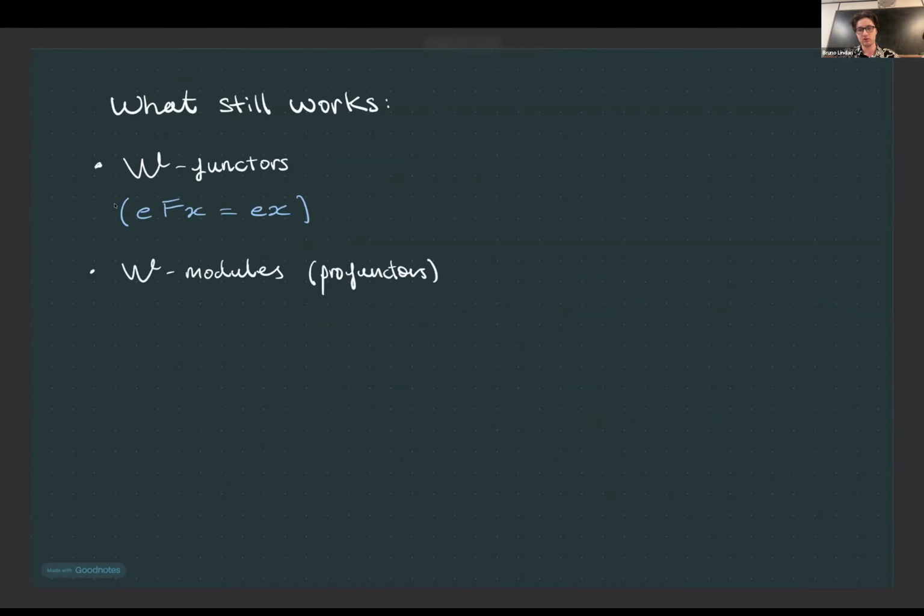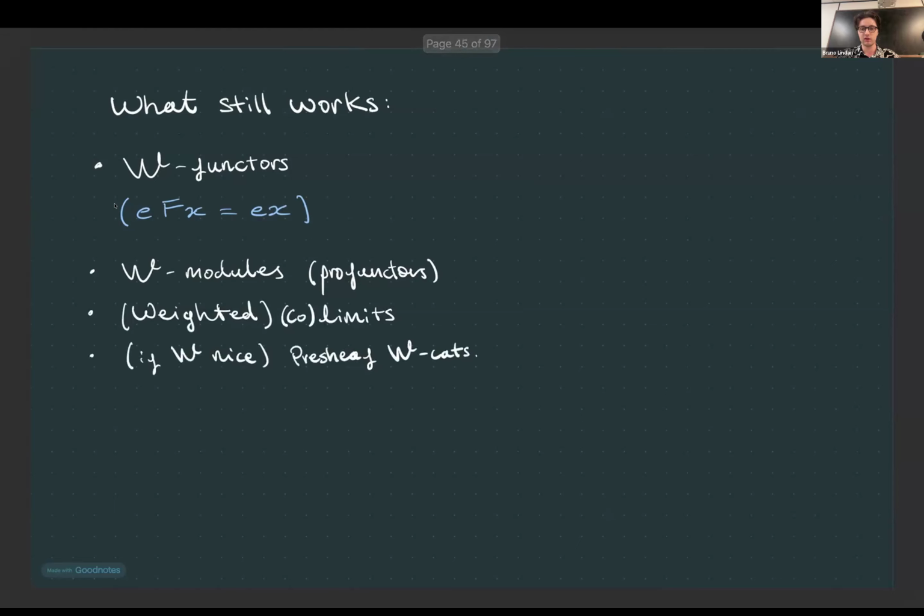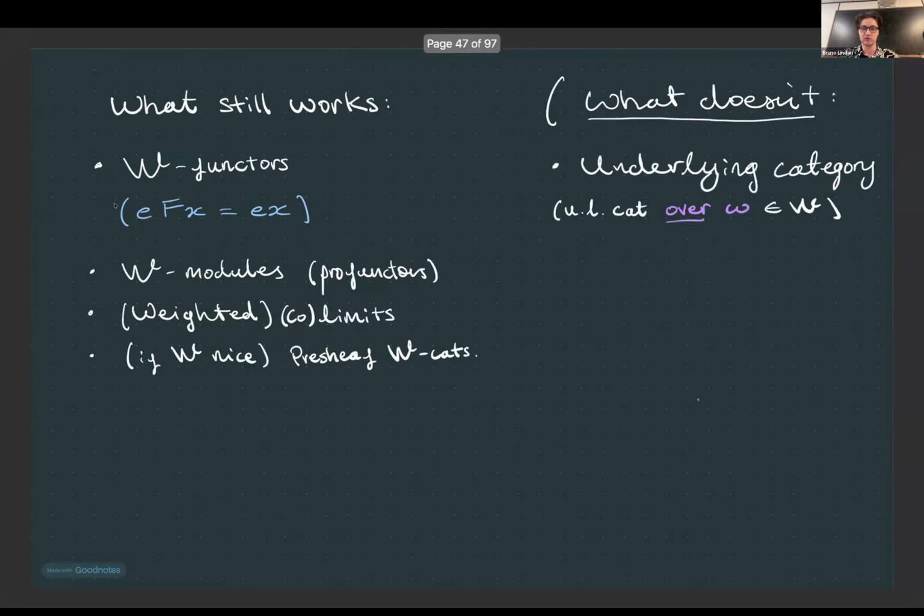You can define modules. You can do weighted colimits. And if your base is nice enough, then you can define pre-sheaf and co-pre-sheaf categories. And briefly, what doesn't work as well, there are a couple of things that are a little bit pathological. So one thing is that we don't have an underlying category anymore. You have to be a bit more careful.